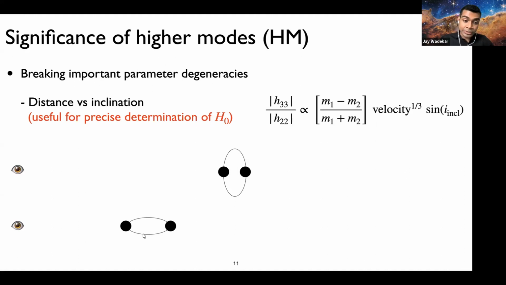And as you all know, gravitational waves have been proposed as one of the candidates for determining H0. And so we need to know these distances very precisely, because that is the crucial parameter going into the determination of H0. These higher modes have a different dependence on the inclination. For example, the 3-3 versus the 2-2 ratio has a different inclination dependence, and this actually breaks this degeneracy. So you can measure distances to these binaries better if you include higher modes.